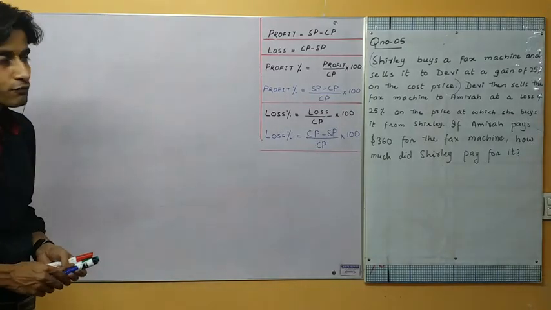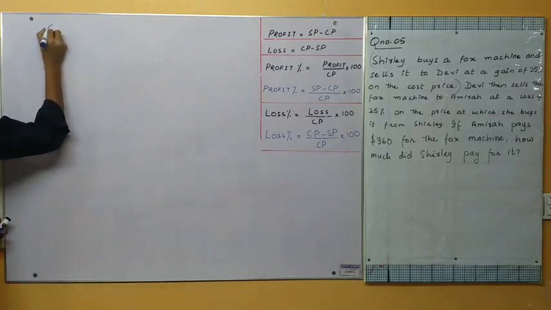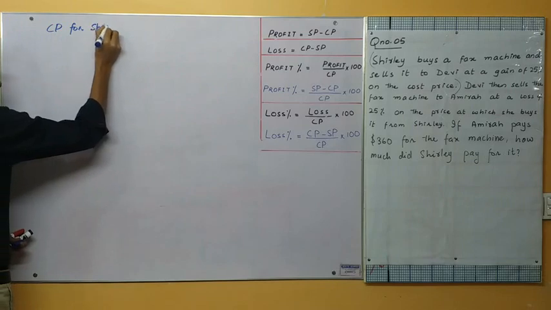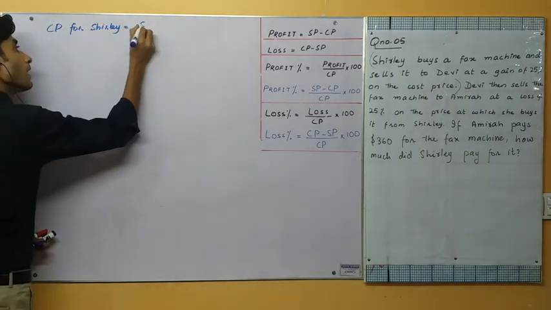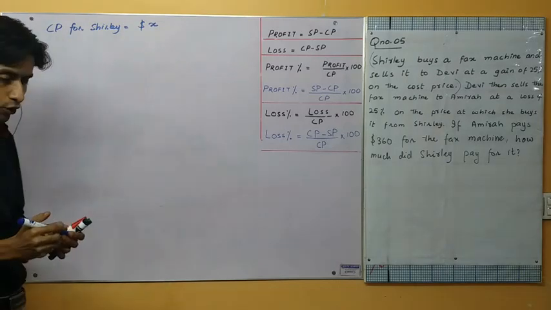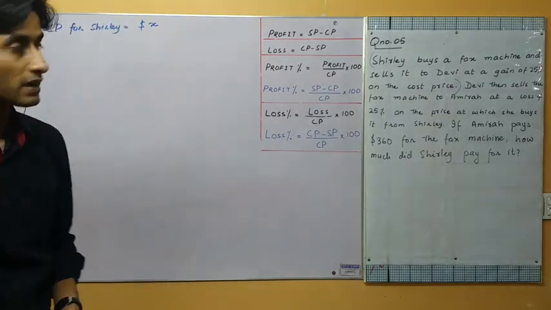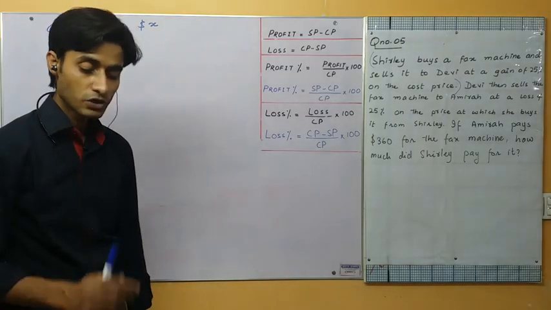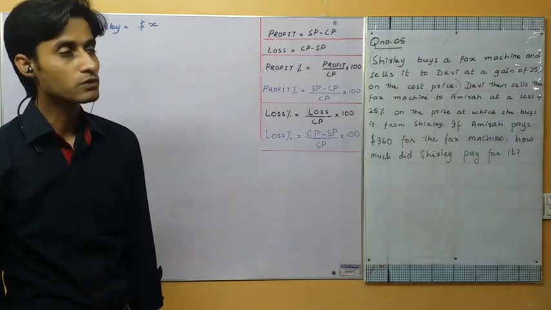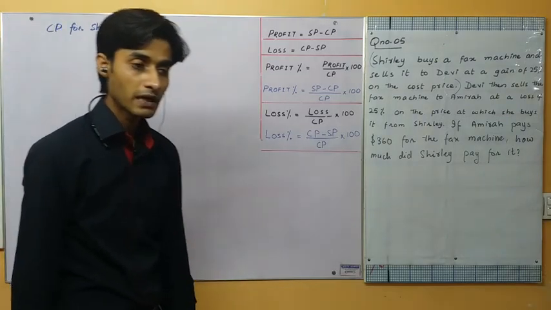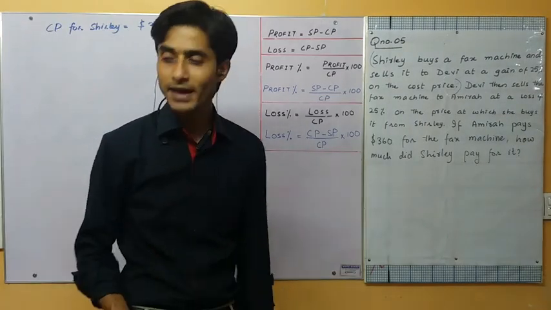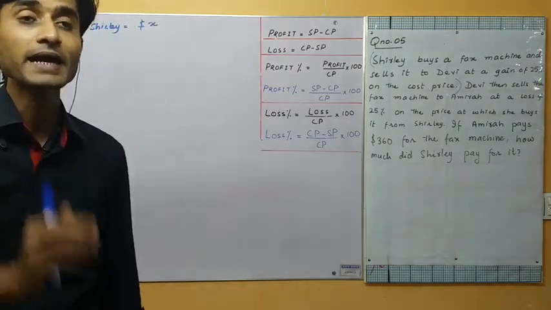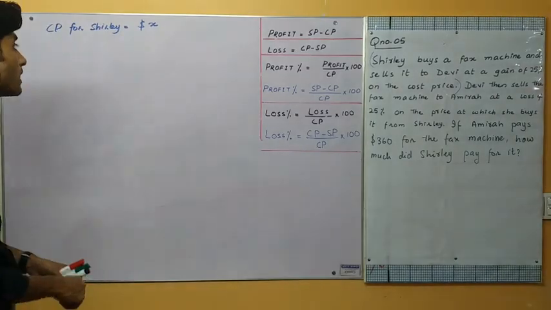So the cost price for Shirley is how much? We don't know. Cost price for Shirley is x dollars. When I do not know anything, I assume it to be x. So Shirley bought it for x dollars. Did she sell it at the same price? No. Did she sell it for 25% of x? No, she sold it at a profit of 25%.